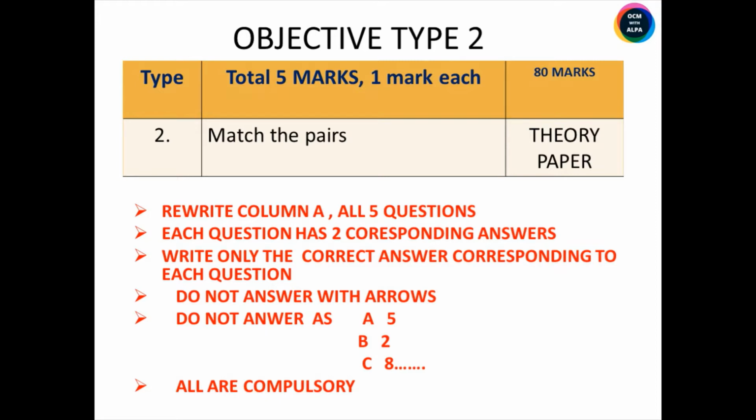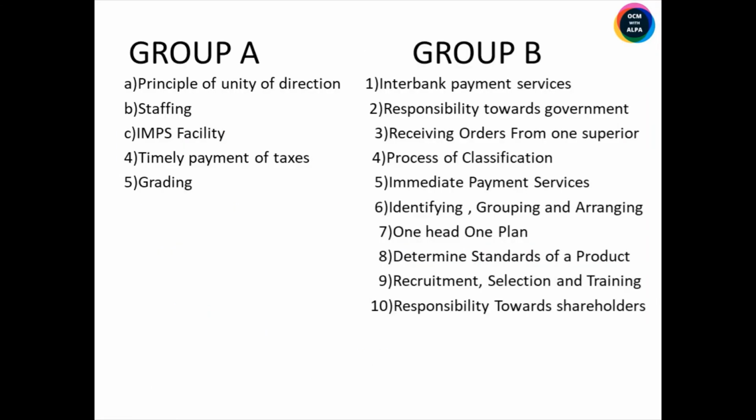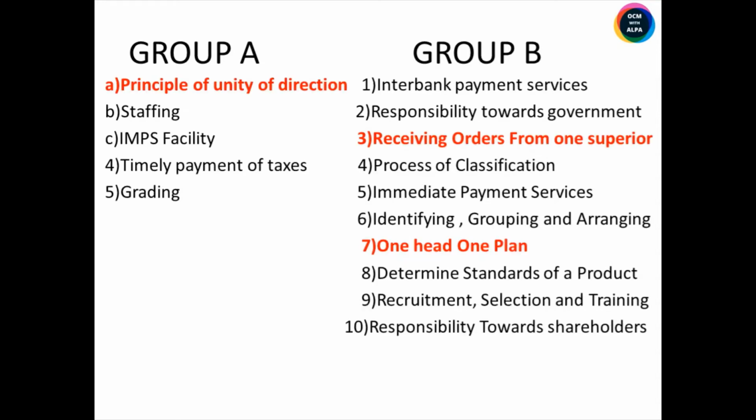So talking about the details of what exactly I am trying to say, this is a sample question. You will see that there are 10 options given for the 5 questions in group A. For every question, for example, you have principle of unity of direction, which has 2 corresponding answers. The correct one is the 7th one, and the corresponding wrong answer from the same chapter of principles of management is receiving orders from one superior, which is actually talking about principle of unity of command.